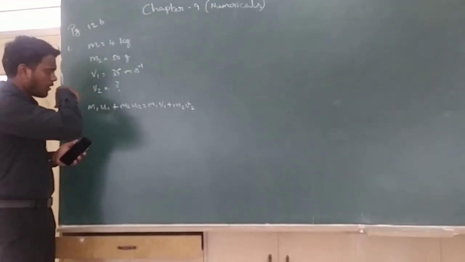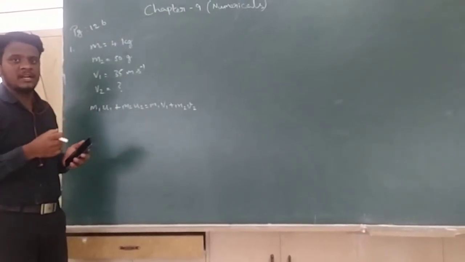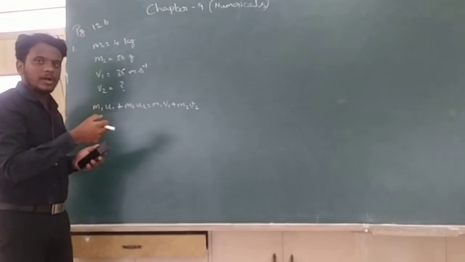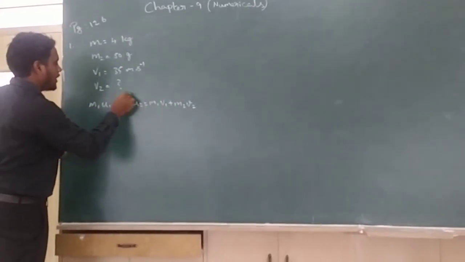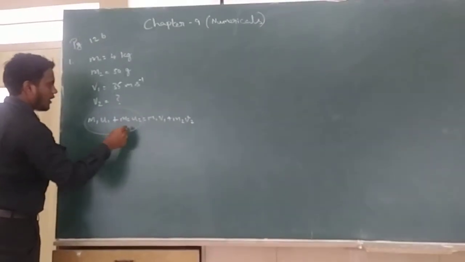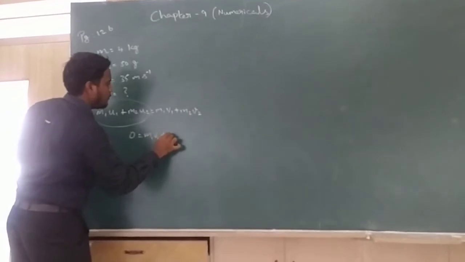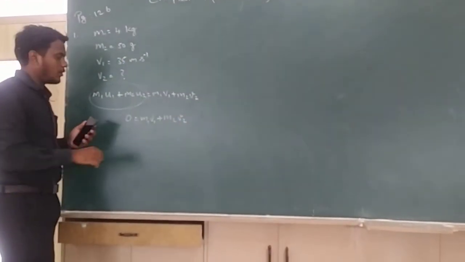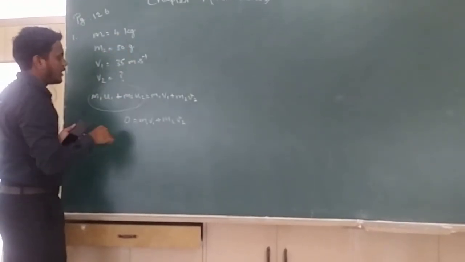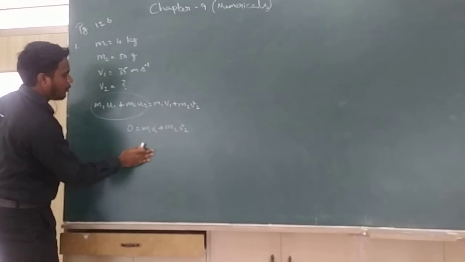Similarly, the rifle will also be at rest. Only after the bullet is fired, the bullet will move forward, and due to recoil, the gun will move backward. So this will be completely 0. So I can say that m1 v1 plus m2 v2 equal to 0. Do you understand this? So I can substitute the remaining given things.